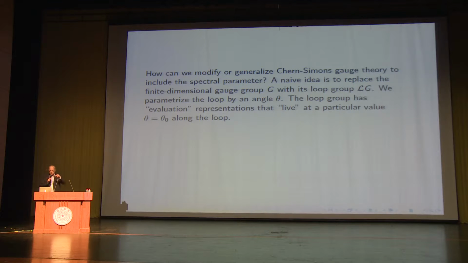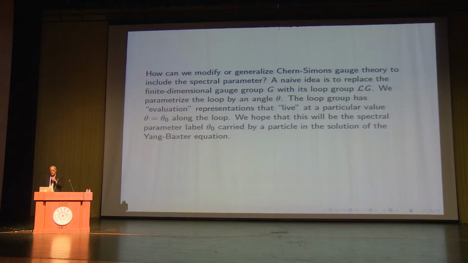Then the loop group has representations that live at a particular value of theta. The loop group is just the group of gauge transformations on the circle for a G gauge theory. So if you have a charged particle that lives at theta equals theta 0, it only cares what the gauge transformation is doing at theta 0. So that's the kind of representation of the loop group that we'll consider. We hope that this will be the spectral parameter label theta naught carried by a particle in the solution of the Yang-Baxter equation.